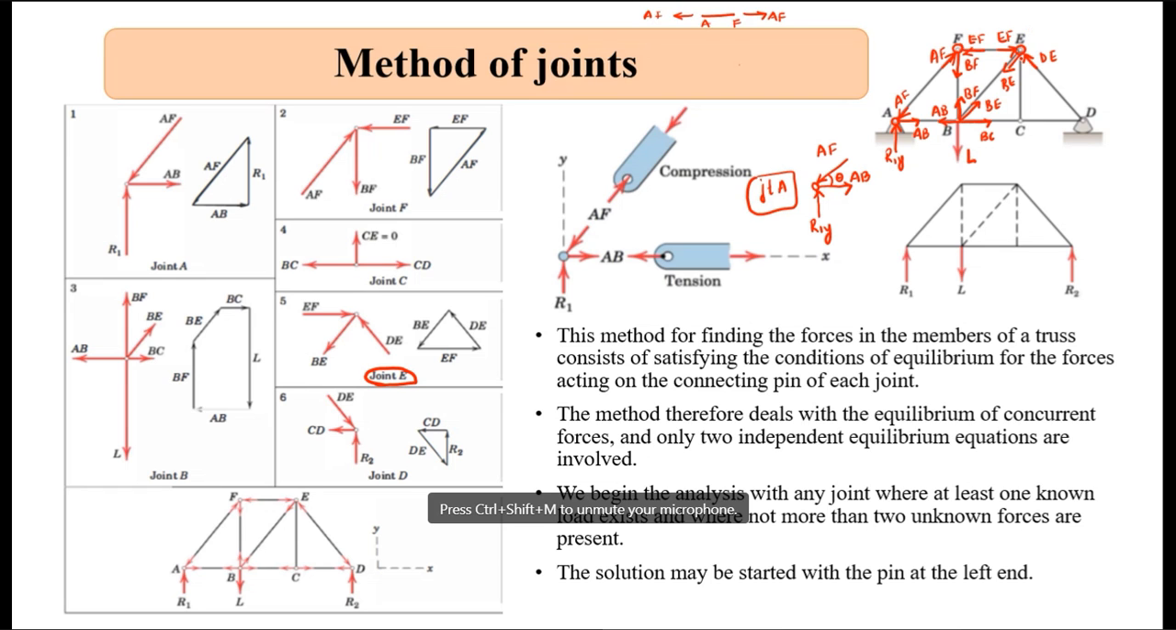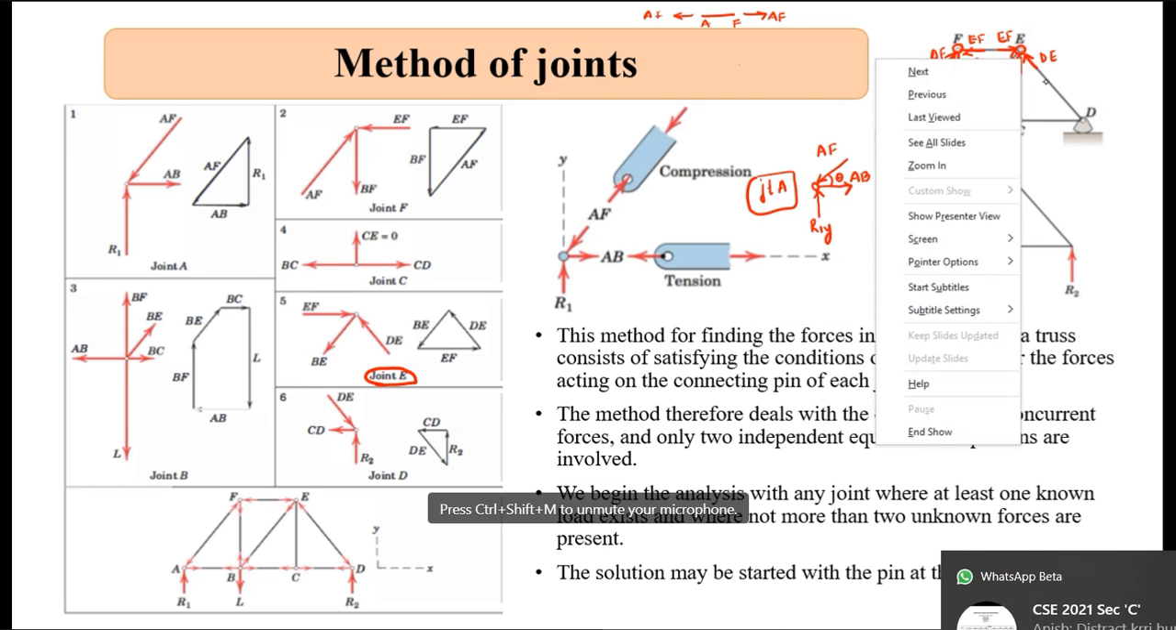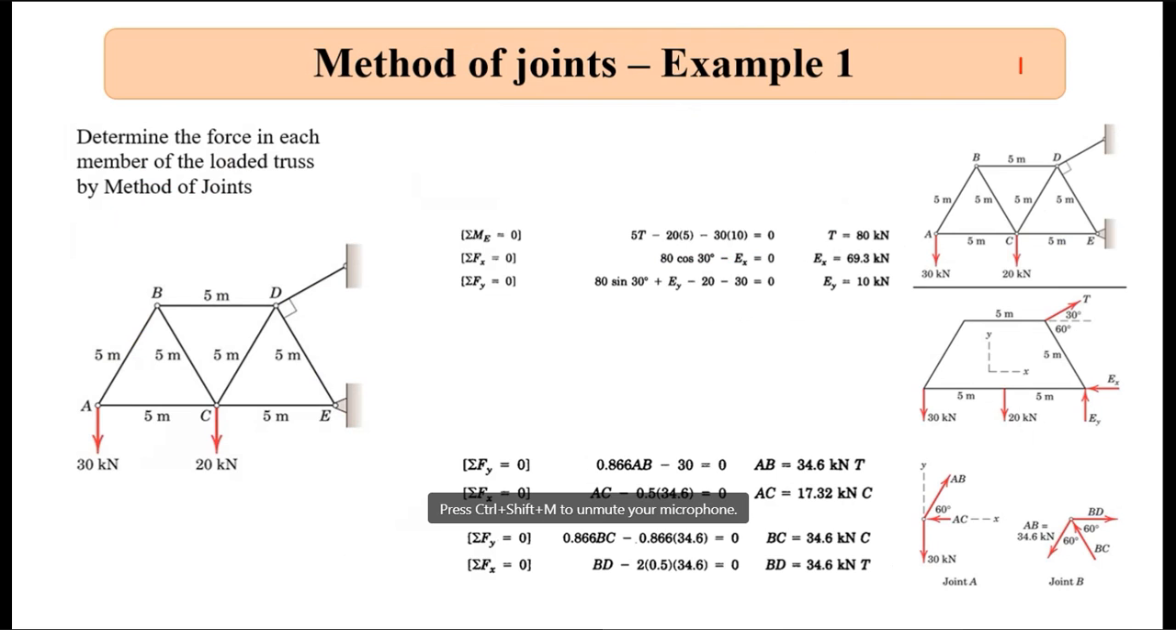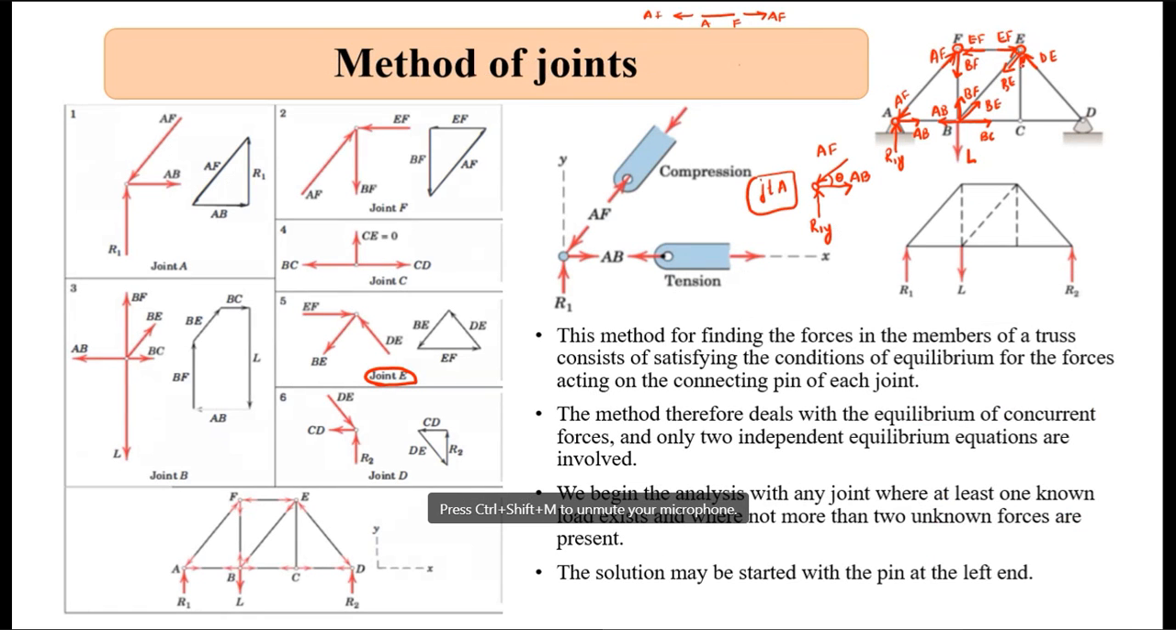And say EC here, say that acts in this direction. Clear? Now EF is known to me, BF is known to me, BE is known to me. From that I can find out EC and DE.